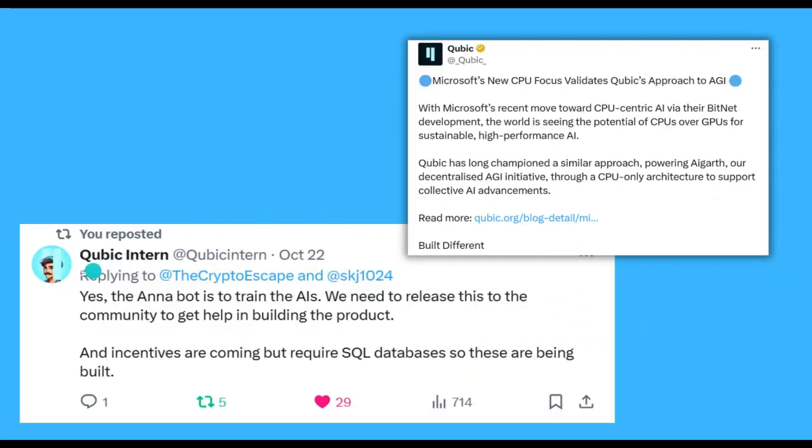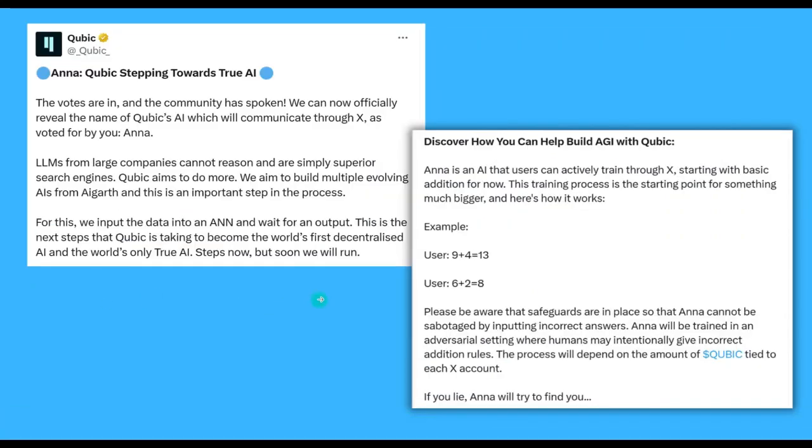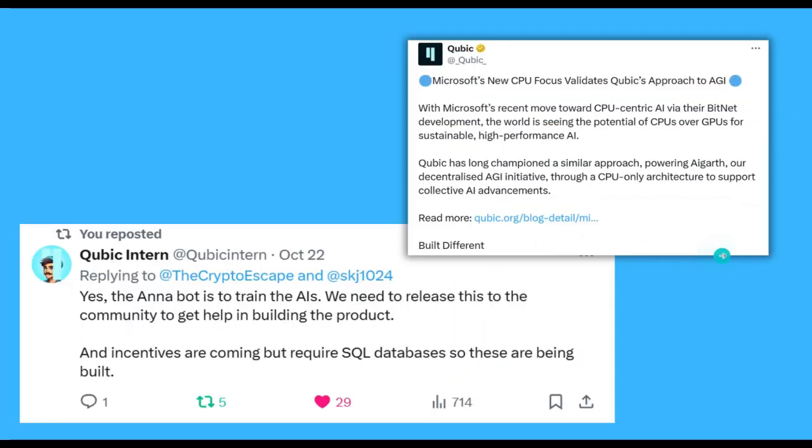And then the Qubic intern post on here. Yes, the Anabot is to train the AIs. We need to release this to the community to get help in building the product. And incentives are coming, but require SQL database. So these are being built. So when they say incentives, what they mean is sending these problems to Anna with solutions, you're actually going to get incentivized to do this. So I presume you're going to get paid in Qubic for doing this, and that's coming soon. So great way to make a passive income.